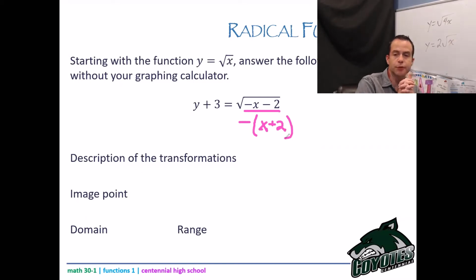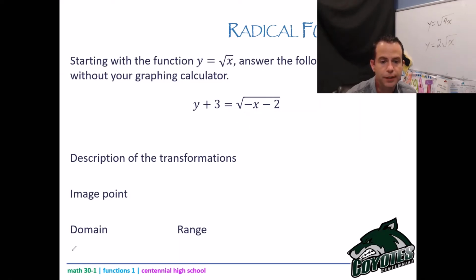So description of the transformations, you should give me 3 of them. I assume you brought that plus 3 over. And so that would be, we'd have a horizontal reflection about the y-axis, and then we'd have a horizontal translation 2 to the left and a vertical translation 3 down.